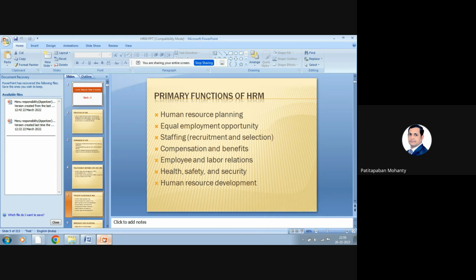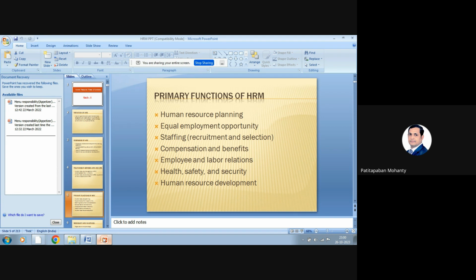Then the second point is equal employment opportunity. What is that? Without discriminating or biasing on gender, the HRM should give equal employment opportunities to all males and females and other structural bodies of the society. So that is also another important function.